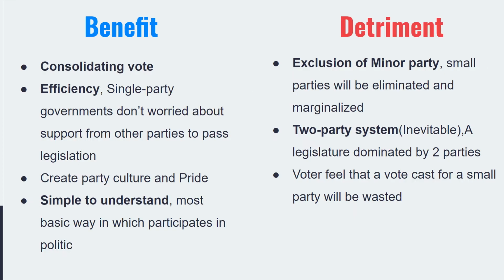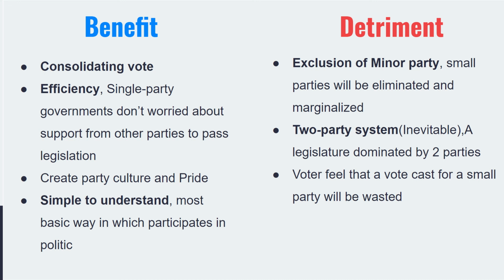The first benefit of the FPTP system is a consolidation of votes. If one party is selected by integrating the vote, one party can work together and lead the way. The second advantage is efficiency. Single-party government does not worry about support from the other party to pass legislation. Also, it creates party culture and pride. The last benefit is that it's easy to understand and convenient. That contributes to the increased participation of the public in voting because it is the easiest way to participate in politics.